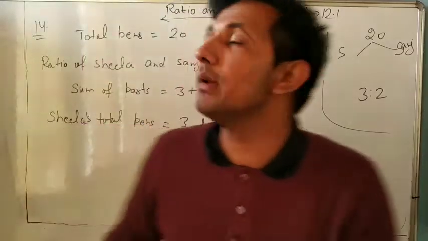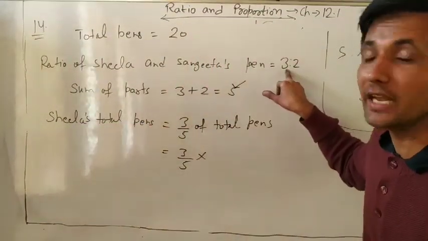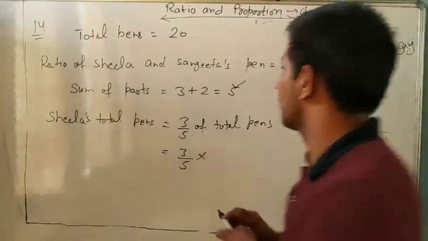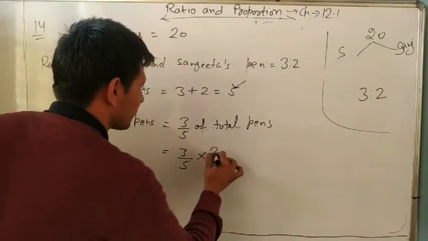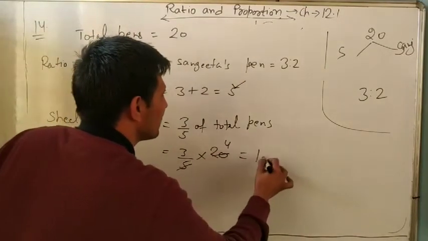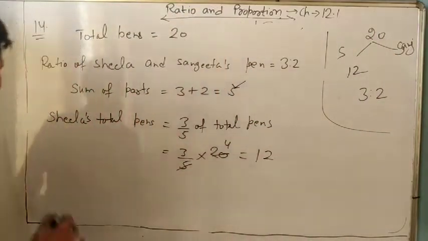Always, dear, we first find the sum of parts, 5, and Sheila has 3, so it means 3 is out of 5 of the total. And how many total pens? It's 20. So 5 fours are 20, so 3 into 4 is 12. What I told you, 12 or not? Yes.